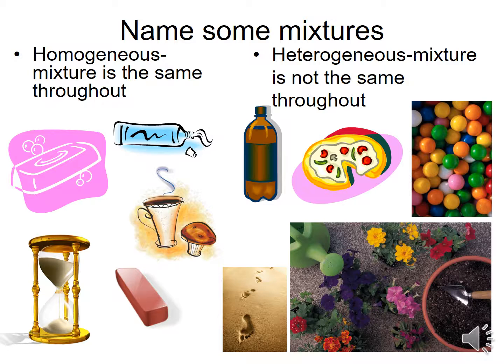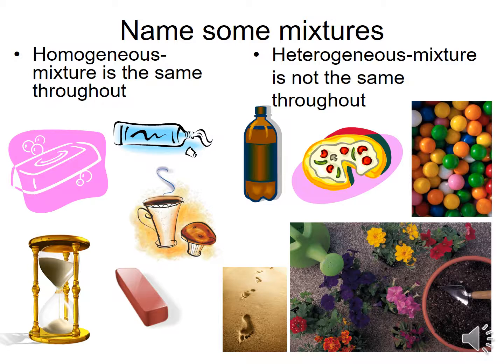This rubber eraser appears to be homogeneous. It appears to be the same throughout. Sand. Many types of sand are actually heterogeneous mixtures, and you can see different materials in the sand. Maybe you see white grains and black grains in the sand. Beverages are typically homogeneous mixtures. Pizza, obviously a heterogeneous mixture. Different regions: the bread crust, the cheese, the sauce. It's not the same throughout.